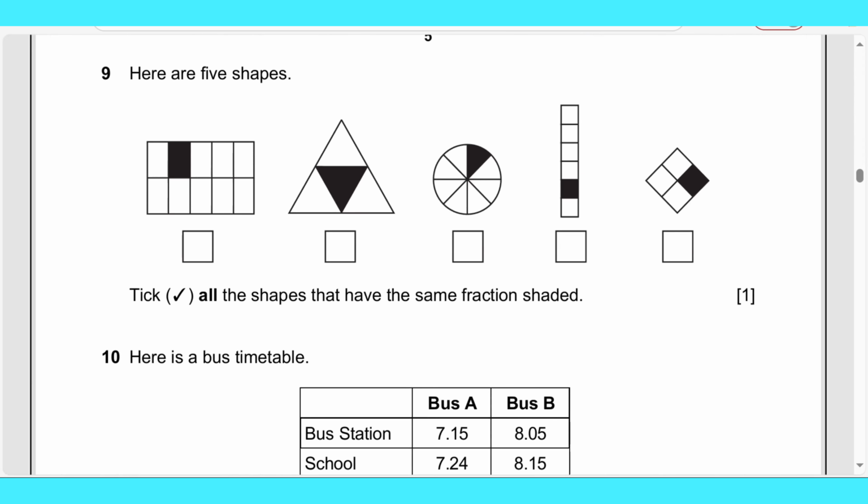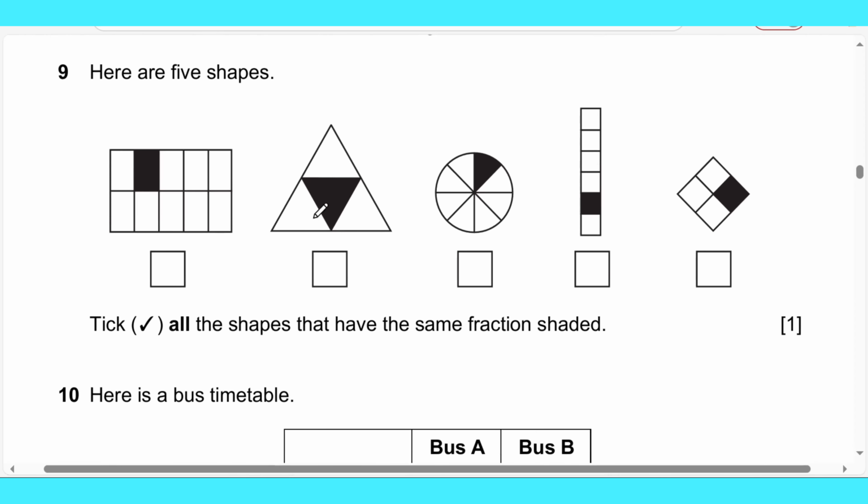Number 9. Here are 5 shapes. 1, 2, 3, 4, 5. Tick all the shapes that have the same fraction shaded. Okay, if you need some more time to work this out, you may pause this video.